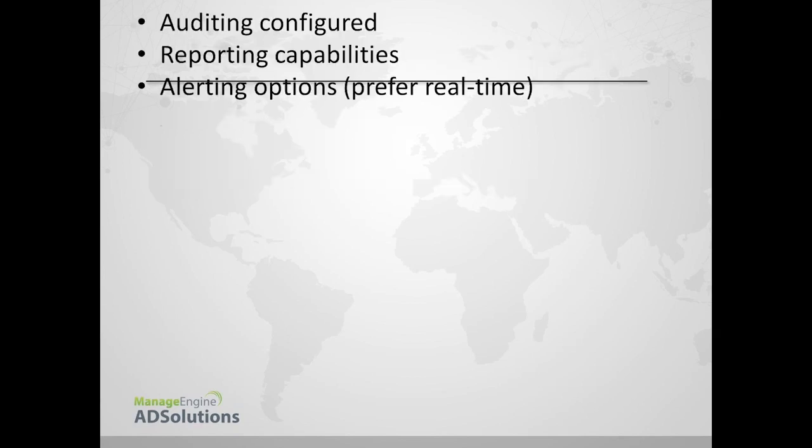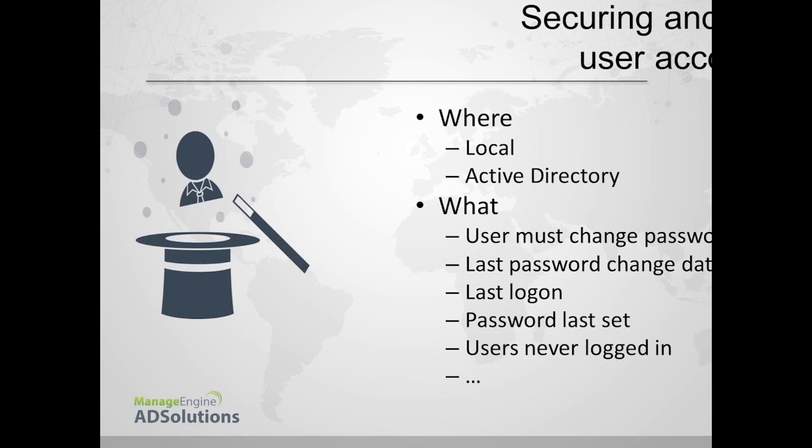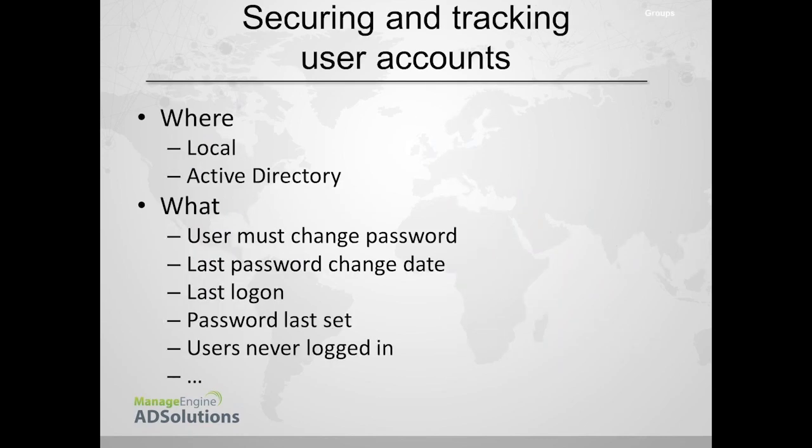Now, beyond privileged access, we also need to track and secure other aspects of Active Directory. This is where JIT and JEA fall short. JIT and JEA only deal with privileged access. But what about user accounts? We need to know about user accounts local and in Active Directory. We must get a listing of users that must change their password or users that don't have to change their password. We need to know when users are changing their password, the last password change date, the last logon, when users have set their password. We need to know about users that have never logged on.